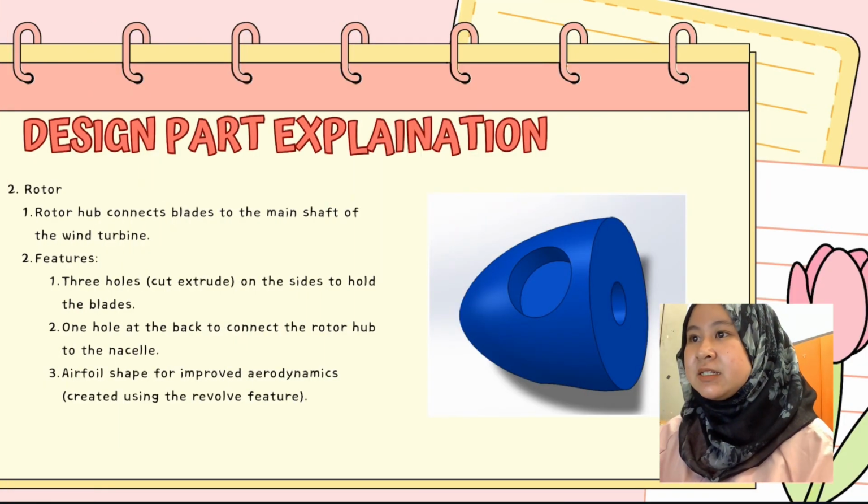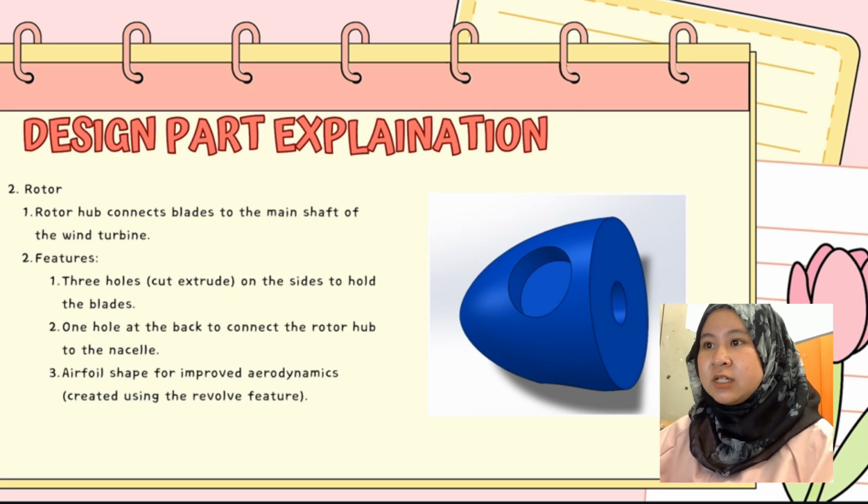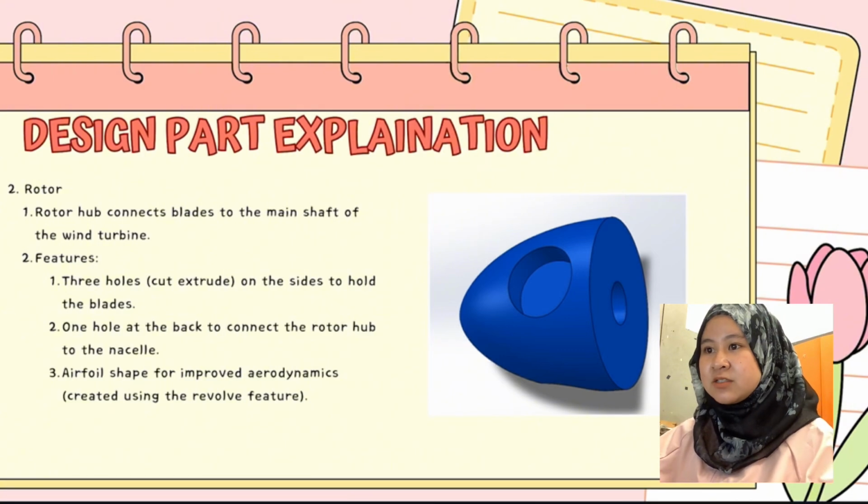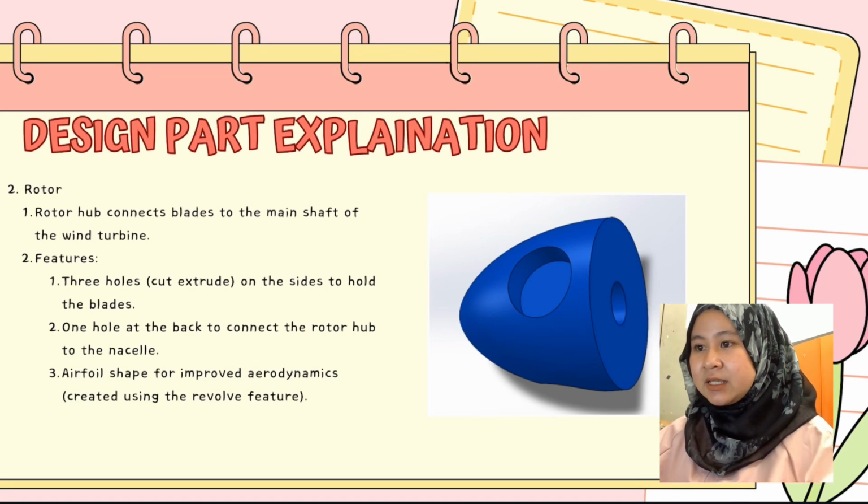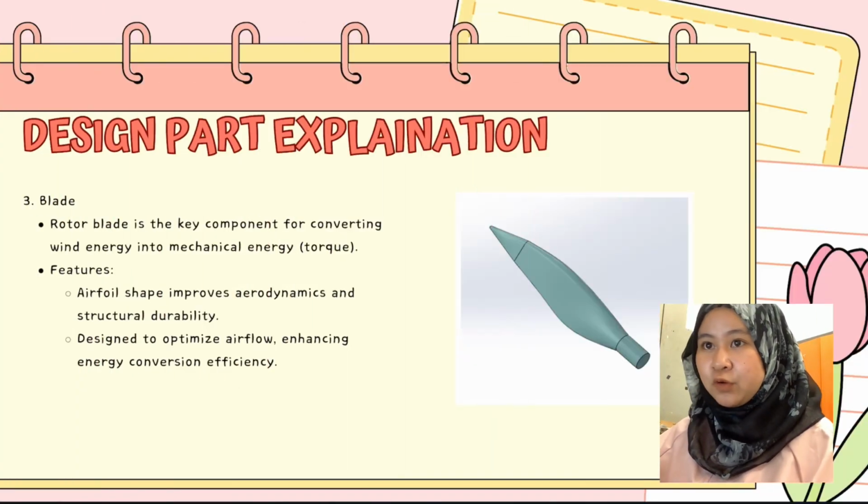Second is the rotor. The rotor hub connects blades to the main shaft of the wind turbine. For the features, it has 3 holes from cut extrude on the sides to hold the blades. Second is 1 hole at the back to connect the rotor hub to the nacelle. And third is F-hole shape for improved aerodynamics. It was created using the revolve feature.